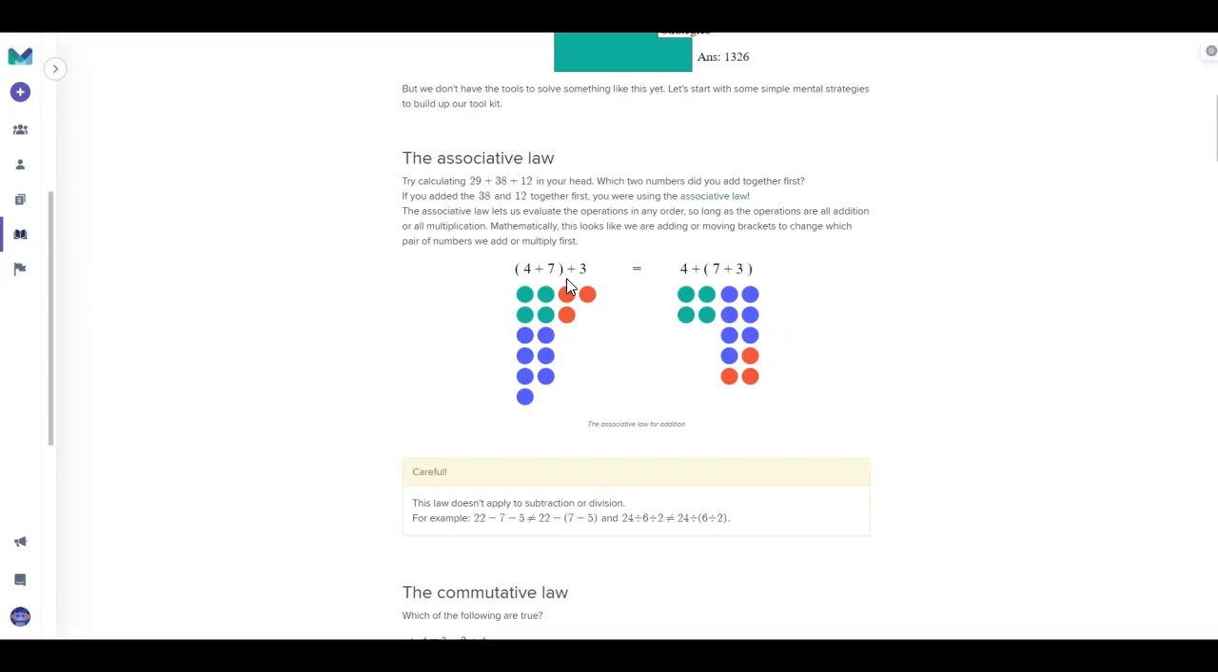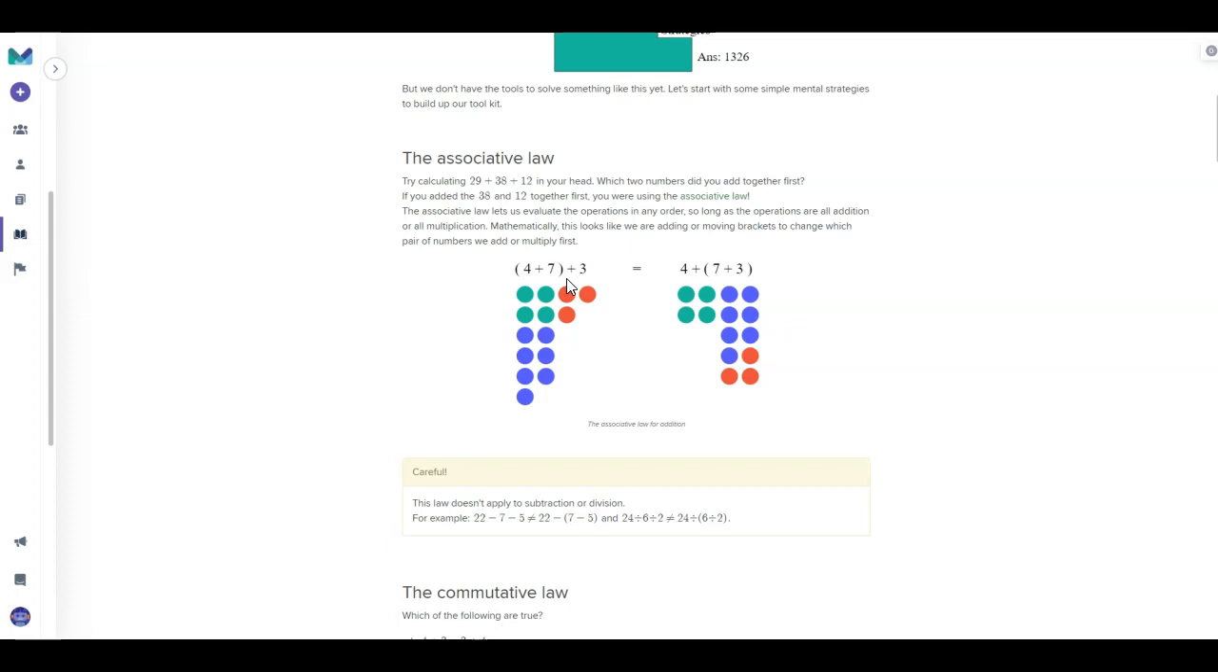Now, it only works if they're in a group together. So you couldn't have 4 plus 7 minus something plus 3 and just move the plus 3 wherever you felt like, because that may not be correct. Okay, so if you've got three or more things like this where they are added together or they're multiplied together, then you can use the associative law to rearrange them. And just like before, it does not work with subtraction. So even if you've got three subtractions in a row, it doesn't work. And if you've got divisions in a row, again, it doesn't work.